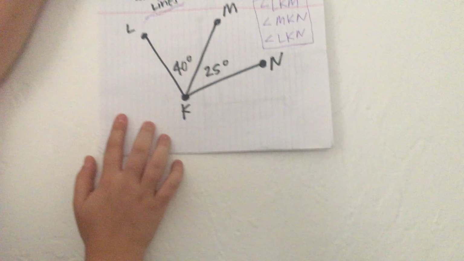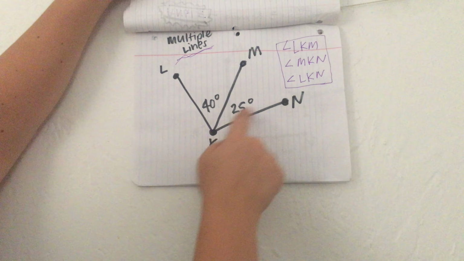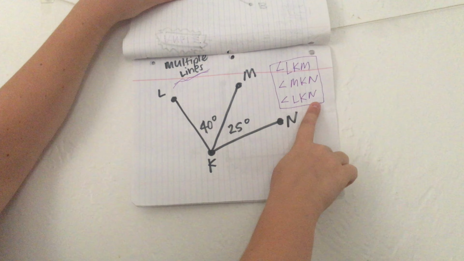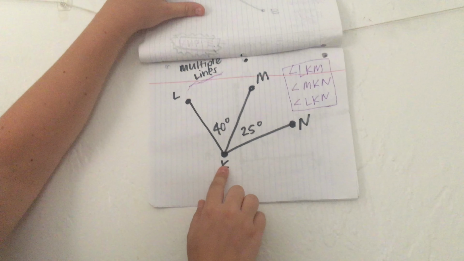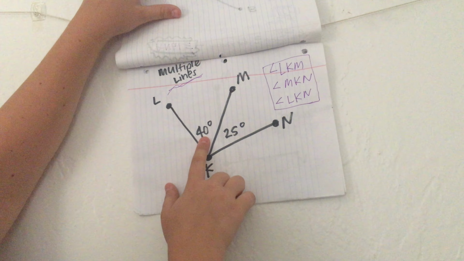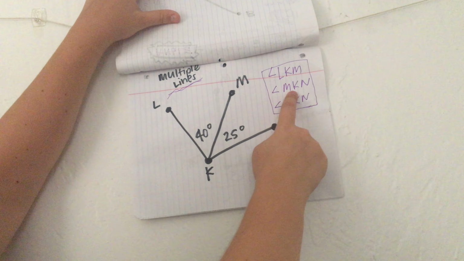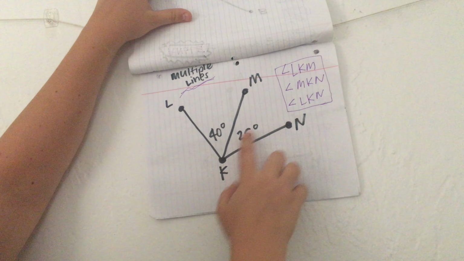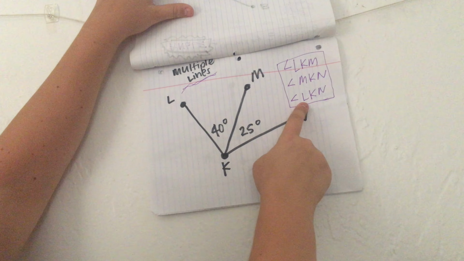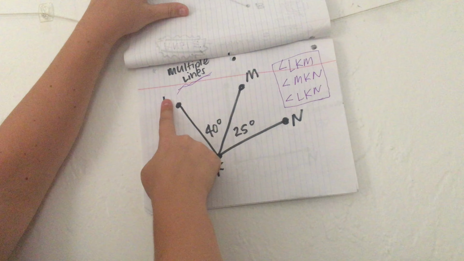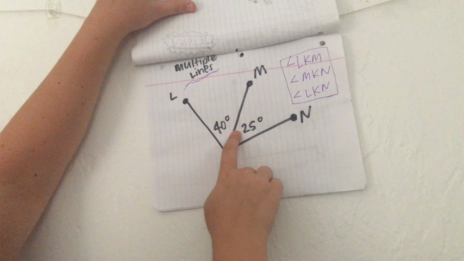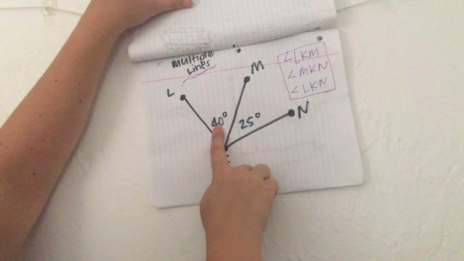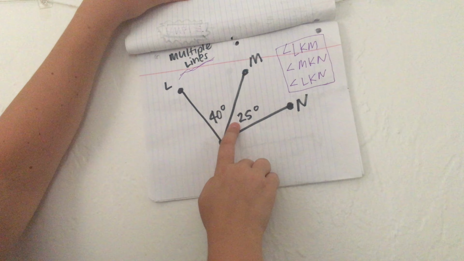Next, this is just another tip. When we have multiple lines, we have multiple angles. So over here, I've listed the different angles we have. We have LKM. LKM is 40 degrees. And then next we have angle MKN. MKN is 25 degrees. And then next we have angle LKN, which is going to be the sum of both of these angles. So it's going to be 40 plus 25 degrees, which is 65 degrees.